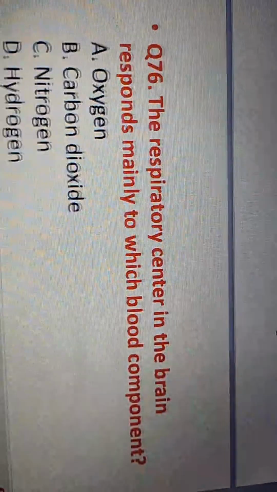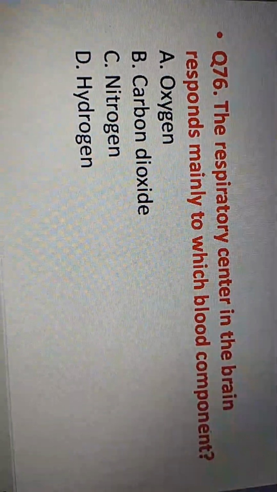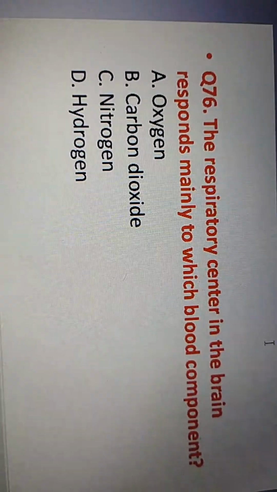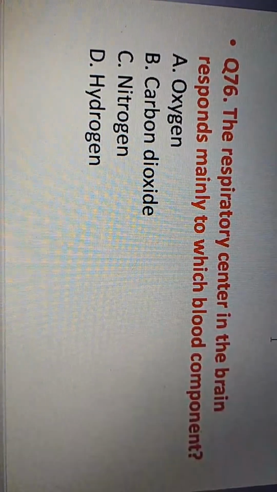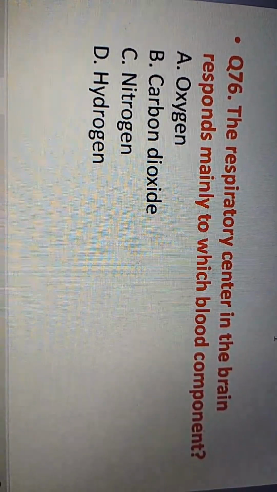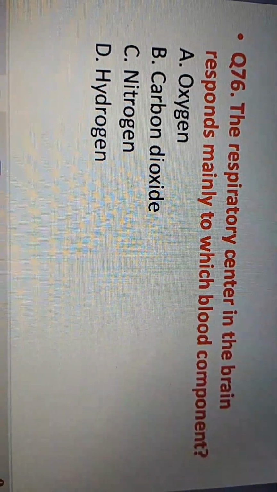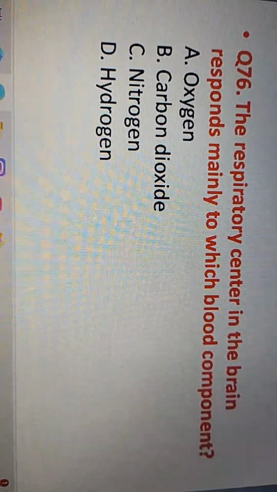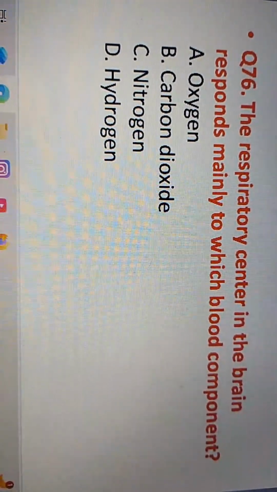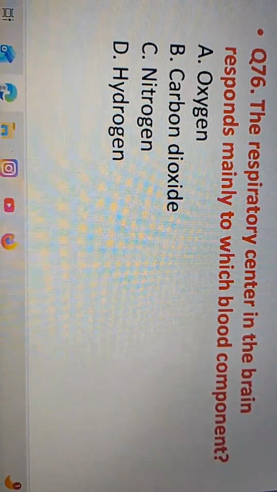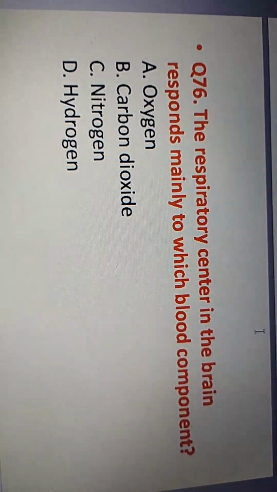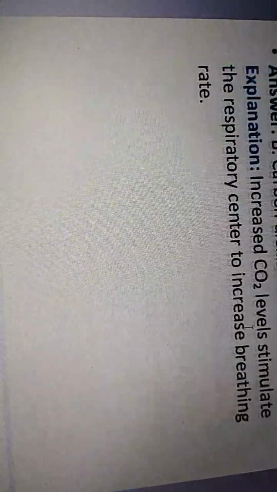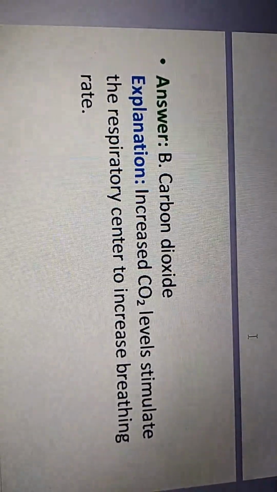The respiratory center in the brain responds mainly to which blood component? Option A, oxygen; option B, carbon dioxide; option C, nitrogen; option D, hydrogen. The correct answer is option B, carbon dioxide.